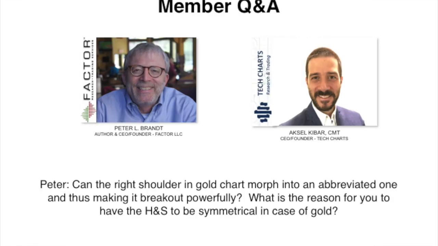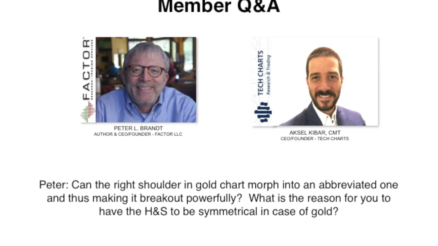Okay, can the right shoulder in the gold chart morph into an abbreviated one and thus make the breakout powerful? What is the reason for you to have a head and shoulders to be symmetrical in the case of gold?